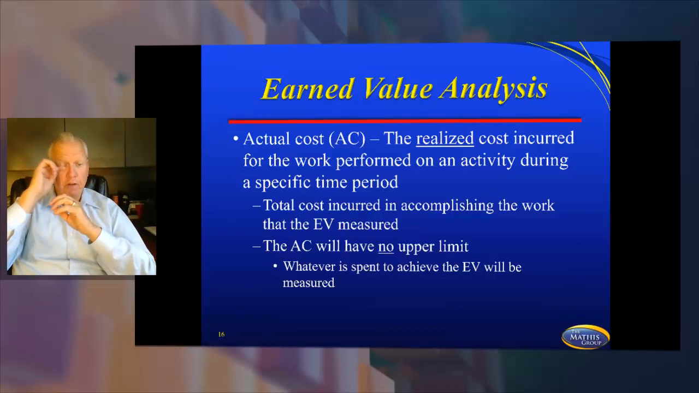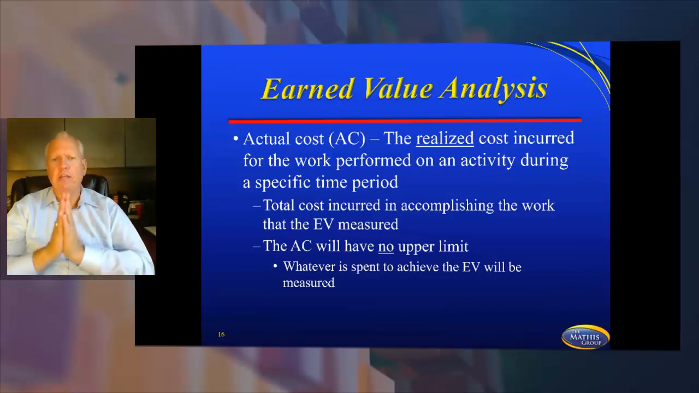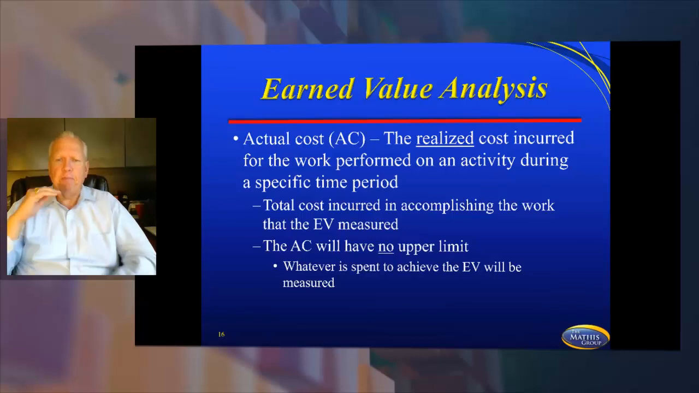Now, when it says here that the actual cost will have no upper limit, what they're really saying is that whatever is spent, if I planned $5,000 for this activity, but it cost me $10,000, I can't hide that extra $5,000 someplace else. I've got to show that I planned $5,000, but it cost me $10,000. So is that going to mess my calculations up? Yes, it's going to show that my project is really over in that area. But that's what it should be showing because that's the truth.